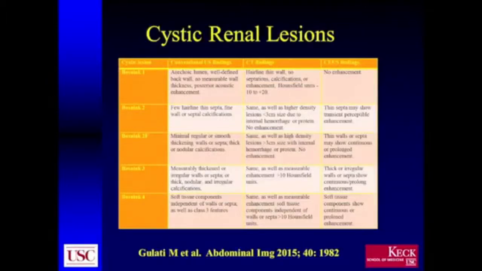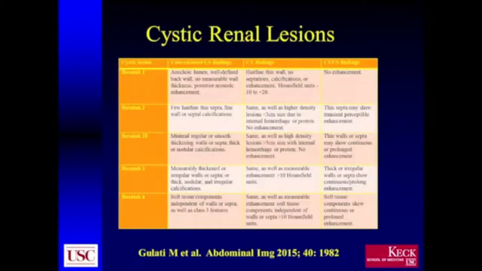And this is a chart from an article that we wrote several years ago showing the CT findings and similar findings on contrast ultrasound. The Bosniak classification basically goes from 1 to 4. 1 being an anechoic or totally benign cystic lesion, all the way up to 4 where there's an expected high incidence of cancer in an otherwise essentially solid mass.